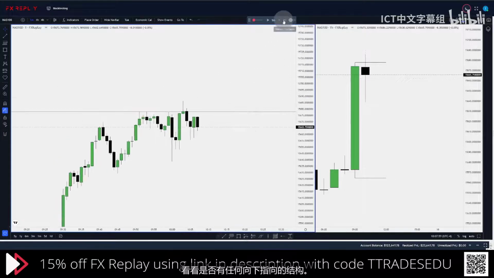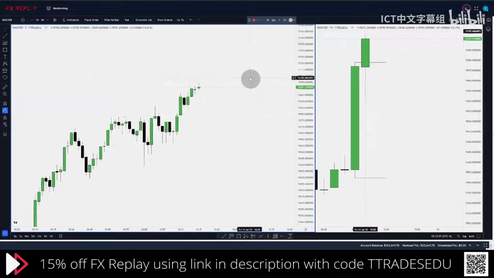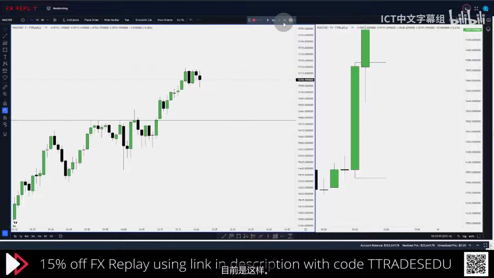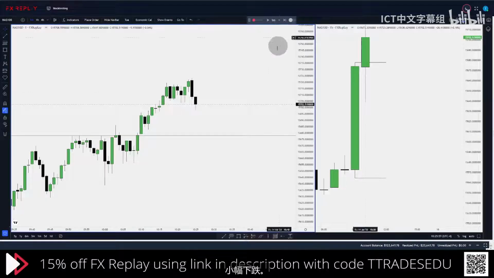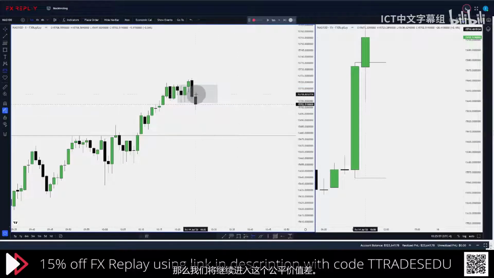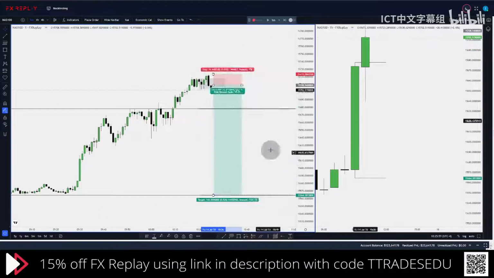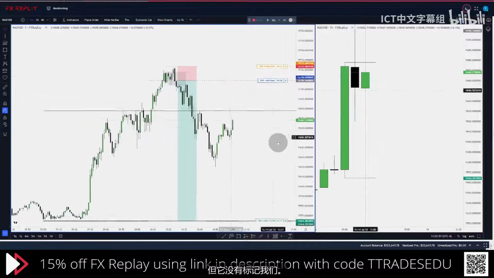Let's see if we get any structure pointing down. We do not. See if these down close candles support price higher. They are currently. Here we're getting a little bit of a move down. So we'll go ahead and enter on this fair value gap. And it doesn't tag us in.